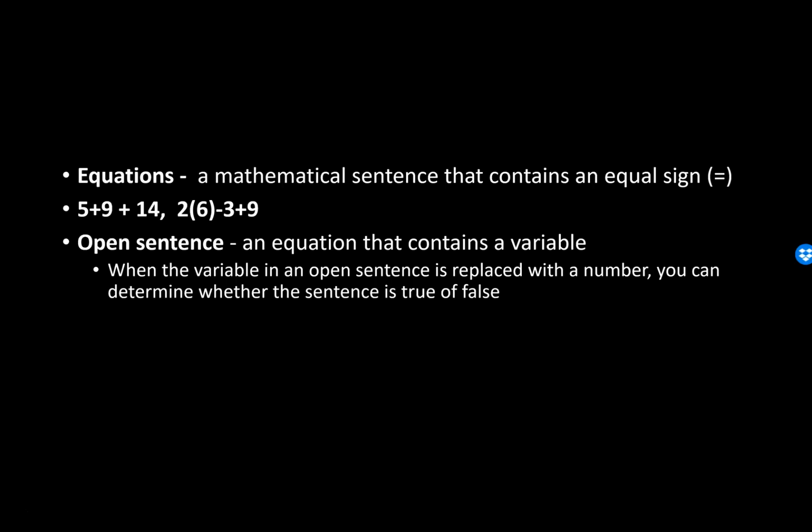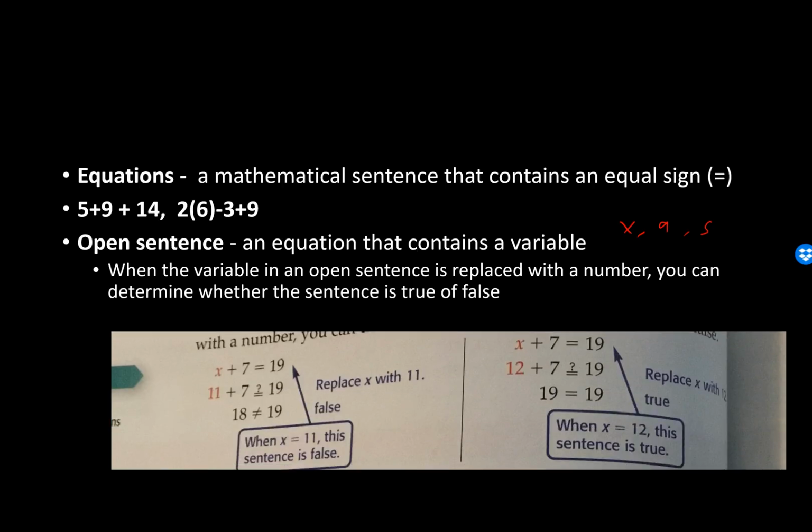An open sentence is an equation that contains a variable. Now, a variable can be x, it could be a, it could be whatever letter you want it to be, s. It depends on what you're using it for, speed or rate, it just depends. When a variable in an open sentence is replaced with a number, you can then determine whether a sentence is true or false.